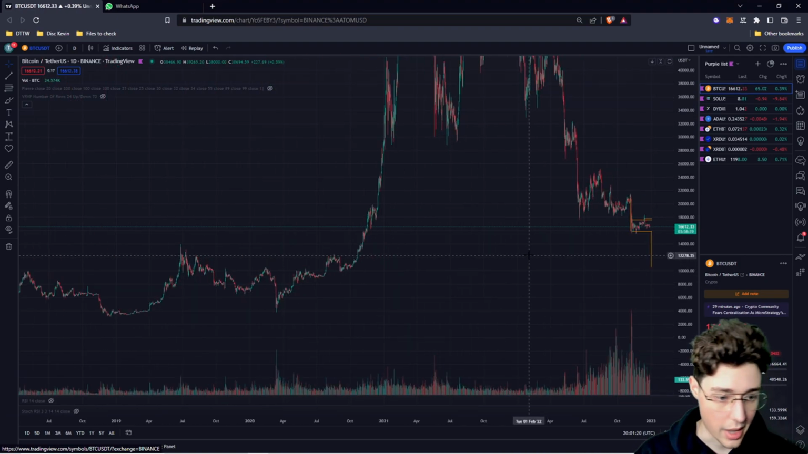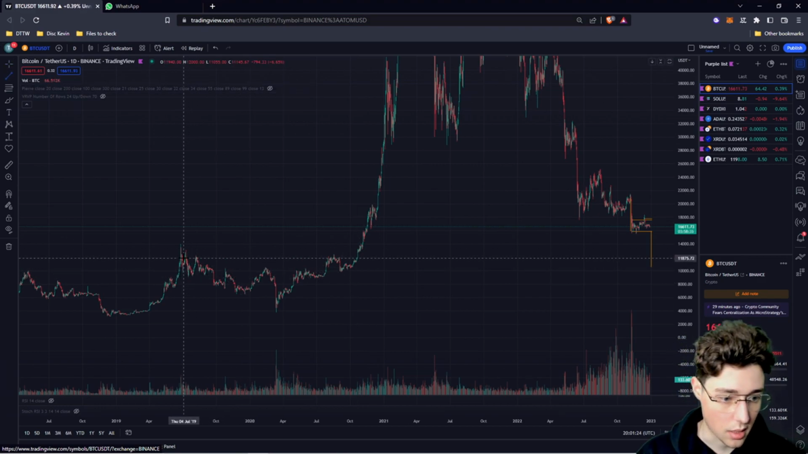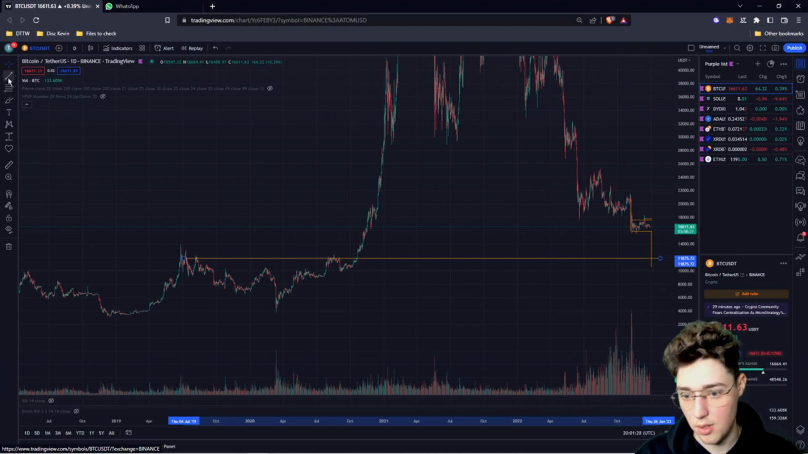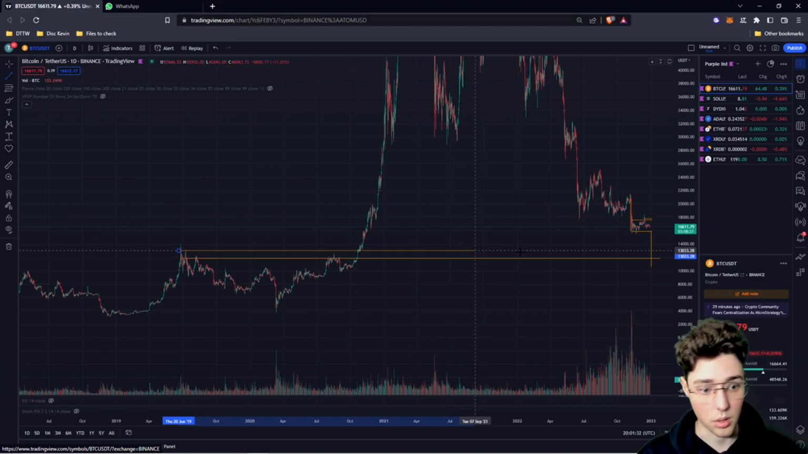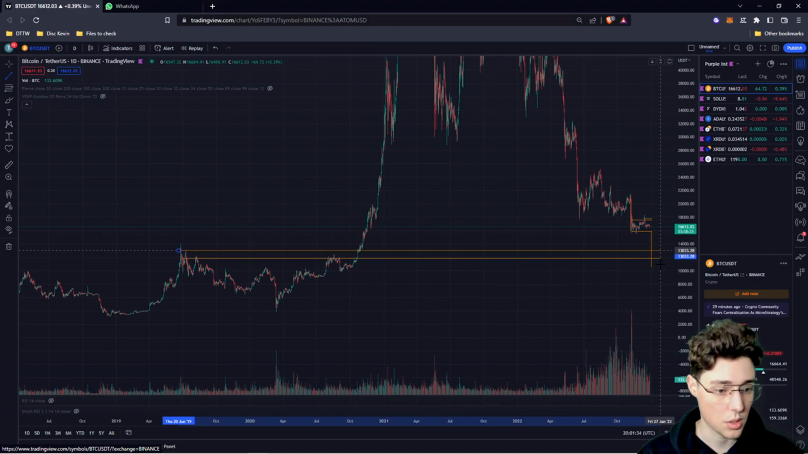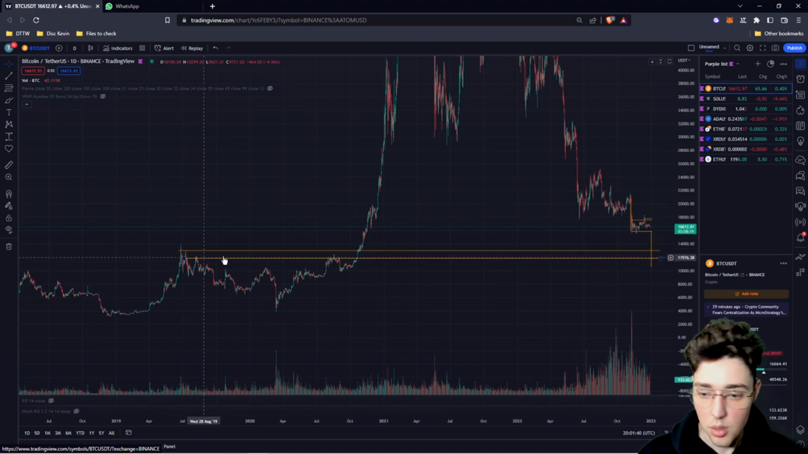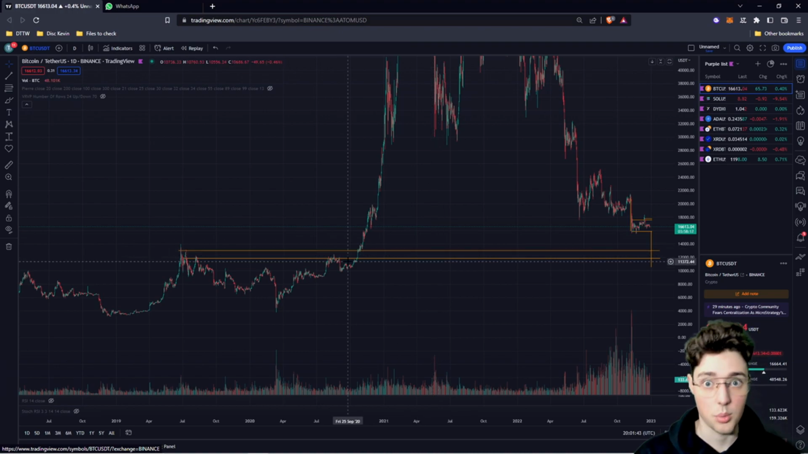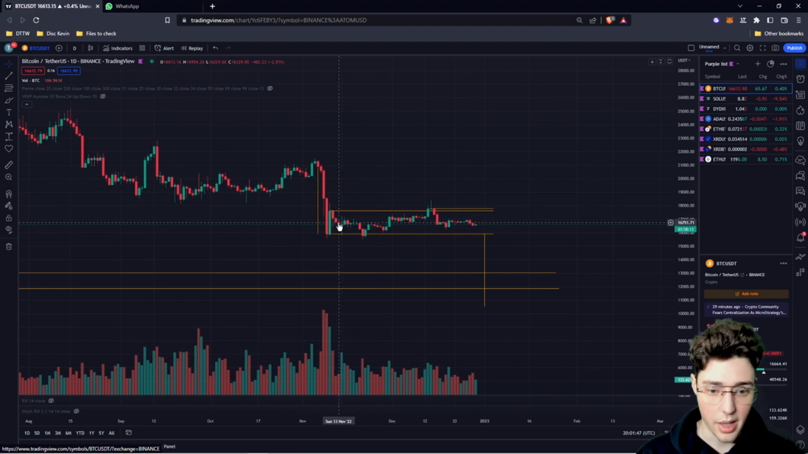Otherwise, we also have the 12,000 to 13,000 area to keep track of, because that would be the next major support zone, because that is where we spent a lot of time in the previous not quite bull cycle, not quite bear cycle, but the apathy in between. Like you can see here, this was really the main resistance and now it will be a main support. So that is the gauge that we have for right now.